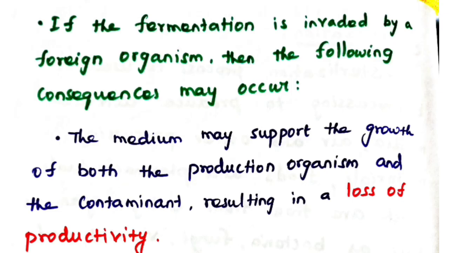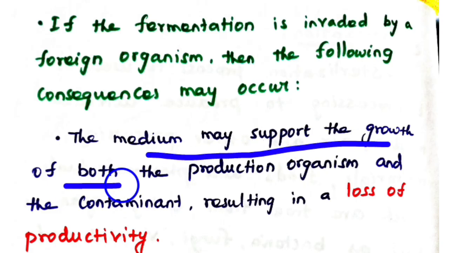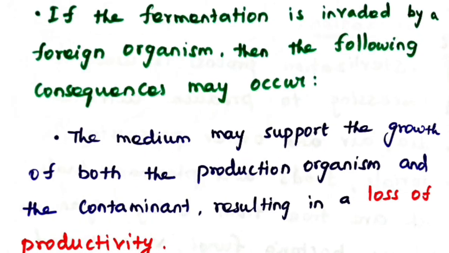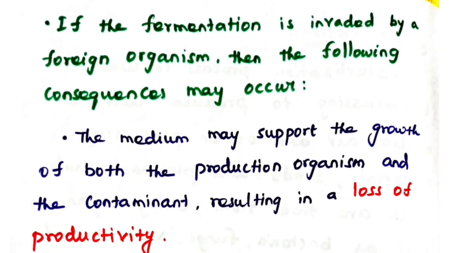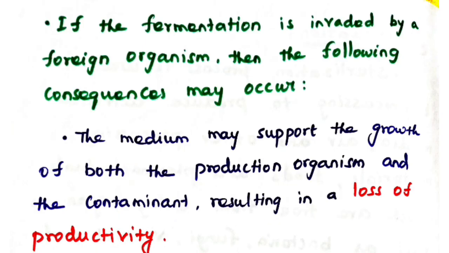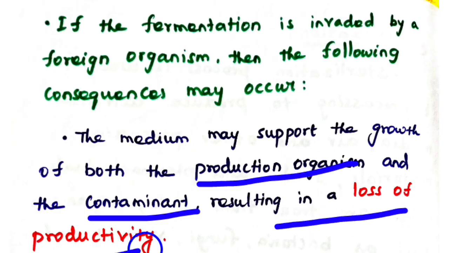The first one is the medium may support the growth of both the production organism and the contaminant. Contaminant means a foreign organism. If the medium supports the growth of both organisms, then the foreign microorganism, that is your contaminant, may compete with the production organism for the nutrients. So it results in a loss of productivity. It reduces the overall productivity of the fermentation process. Then this contaminant may also produce some harmful byproducts. This byproduct may inhibit the growth of your production organism, which results in a loss of productivity.